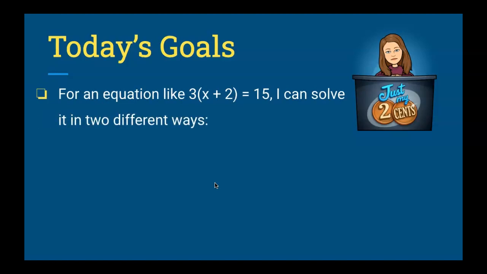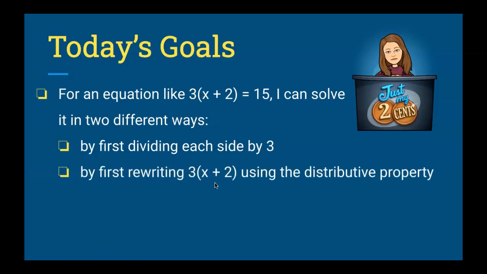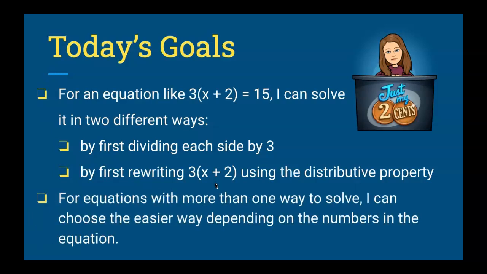All right, so today's goals. Whenever you see an equation that involves parentheses and a number multiplied by it, you can solve it in two different ways. First, you could divide each side, in this case by 3. Or you could rewrite it using the distributive property. And you want to really think about choosing the easier way depending on the numbers in the equation. So that's my 2 cents.